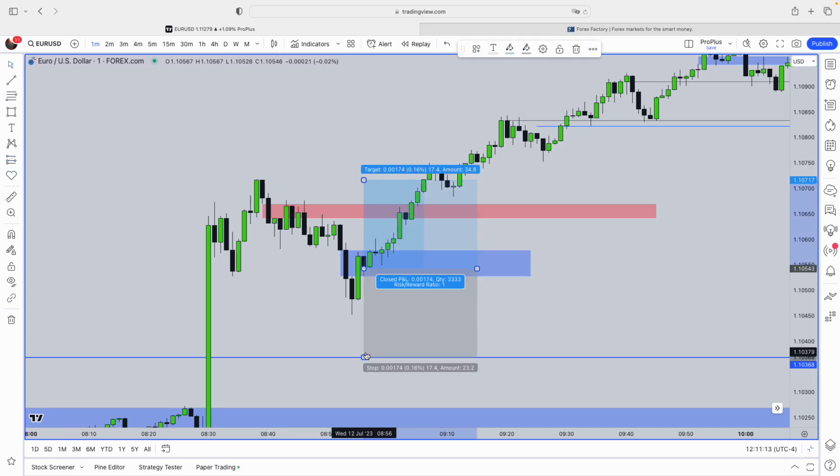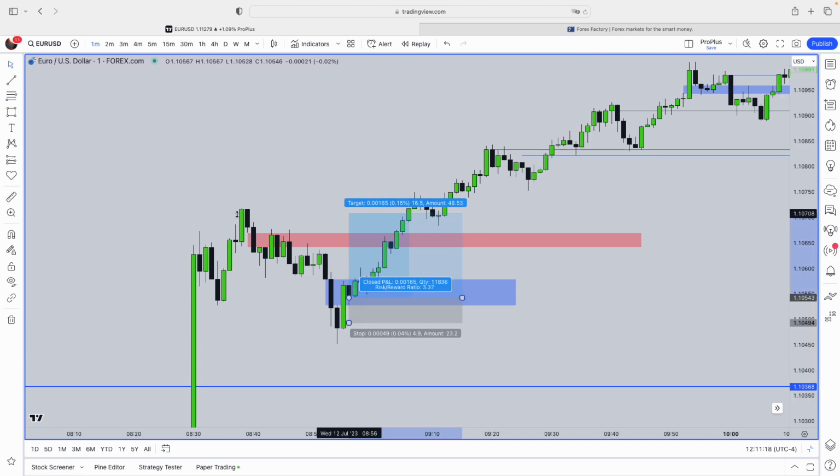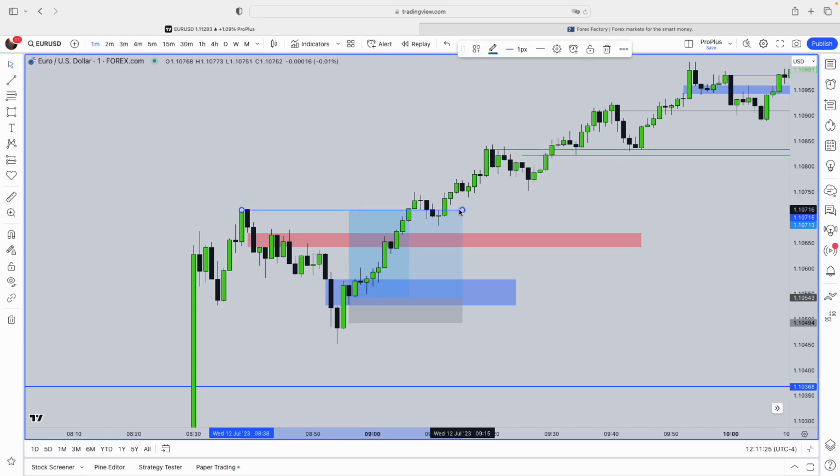And I actually got in here. My stops were just below here, and my first target was this high, this buy side here. That was my first target.